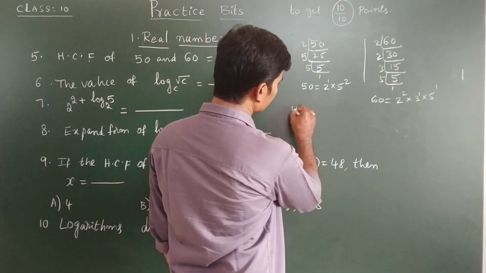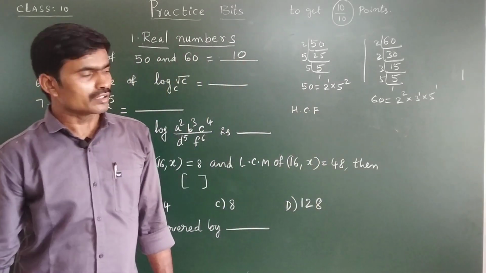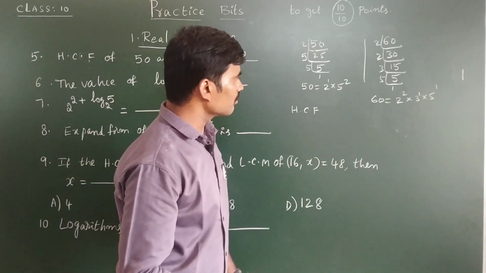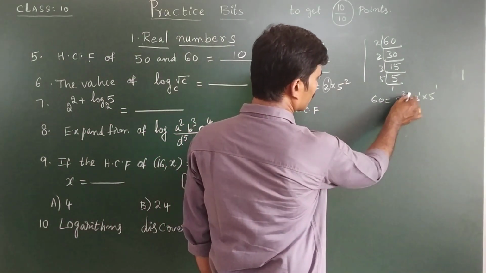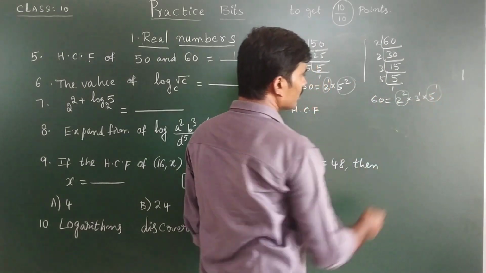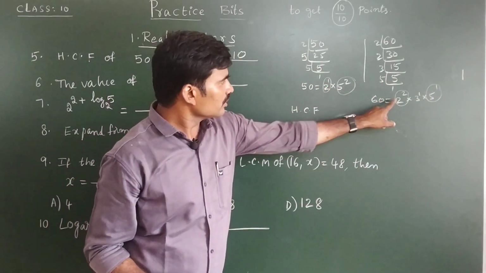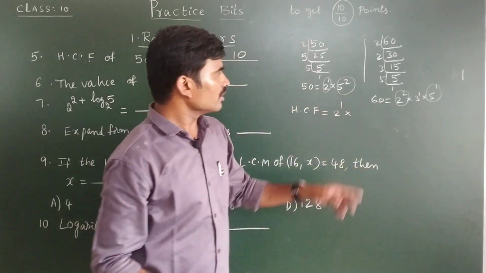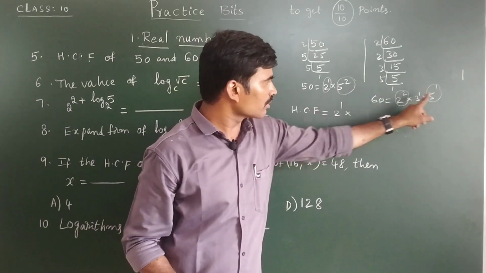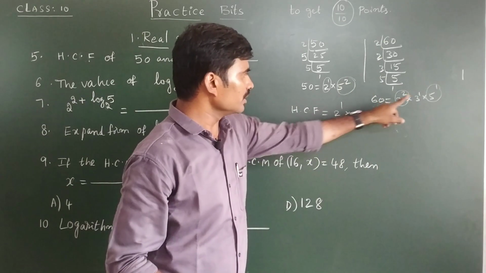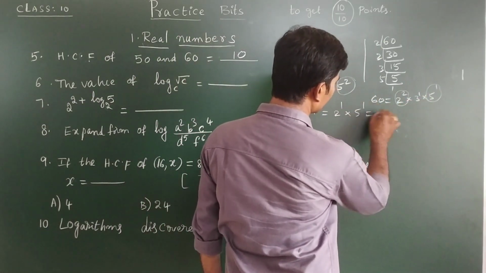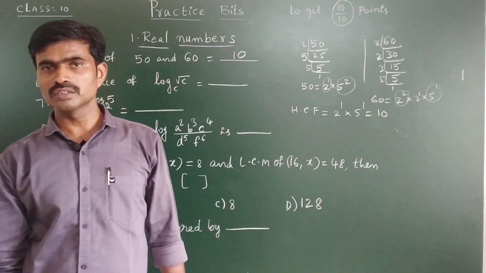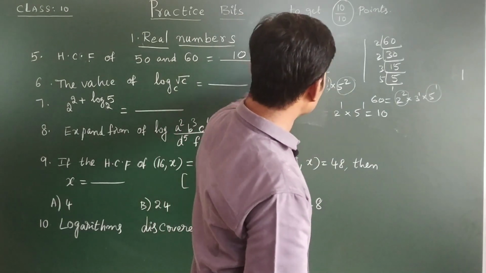HCF is the product of the least powers of each common factor. So the common factors are 2 and 5 here. In this 2, what is the least power? 2 power 1. In the common factors only we have to see. In 5 square and 5 power 1, the least power is 5 power 1. So the result is 2 power 1 into 5 power 1, means 2 5s are 10. This is the way by using the prime factorization method.